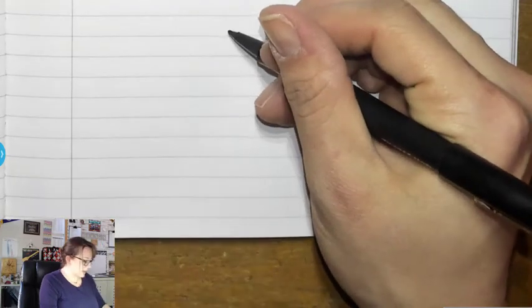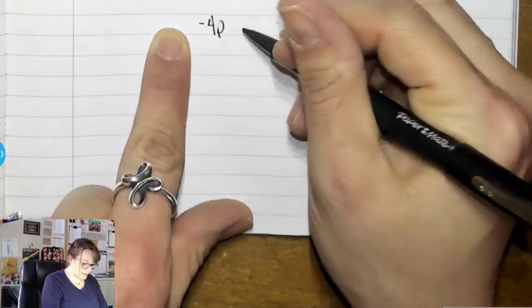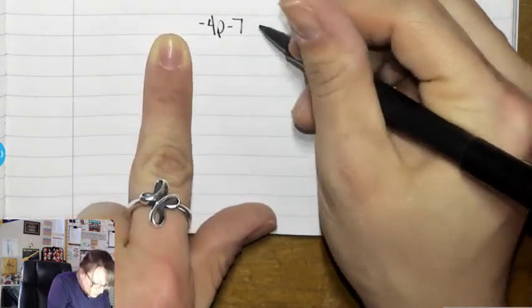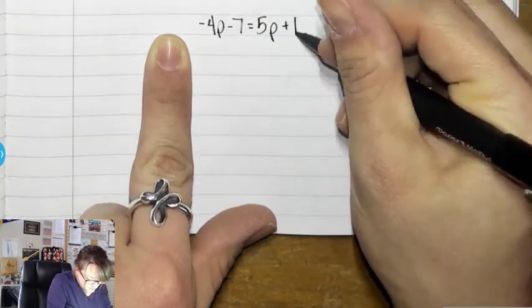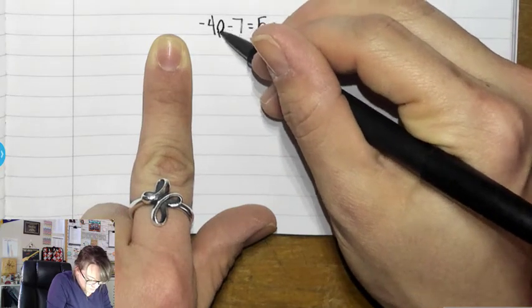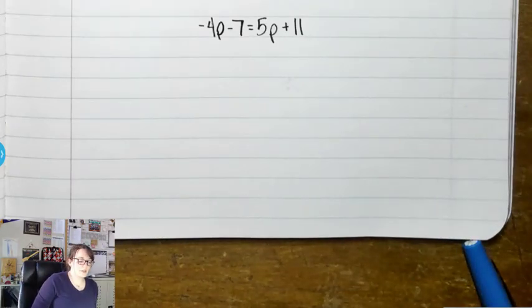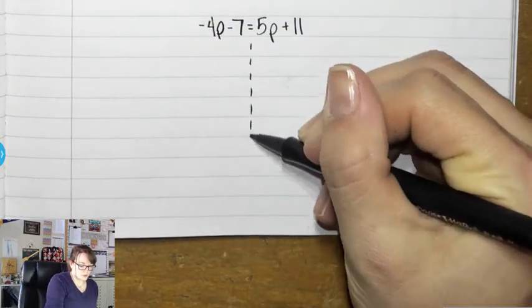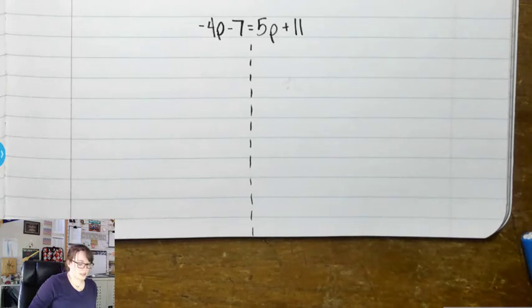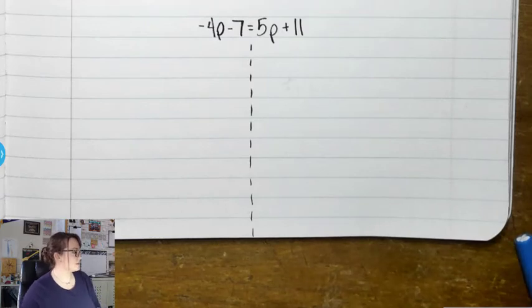Alright, so my next equation is negative 4p minus 7 equals 5p plus 11. Negative 4p minus 7 equals 5p plus 11. And I'm going to split my paper in half. And whatever I do on the left side, I'm going to do the opposite on the right side.